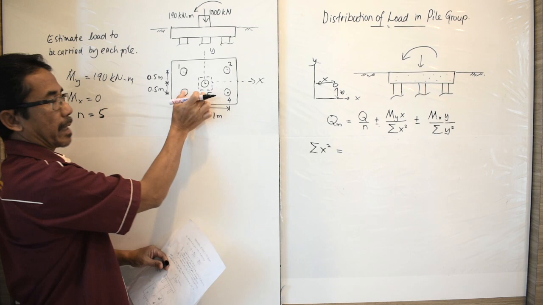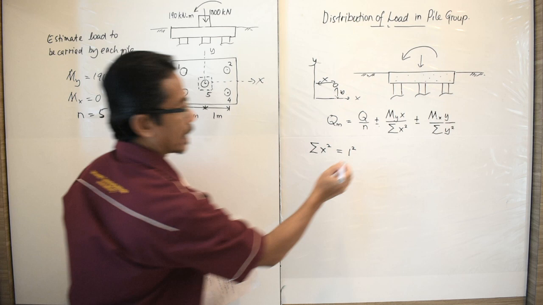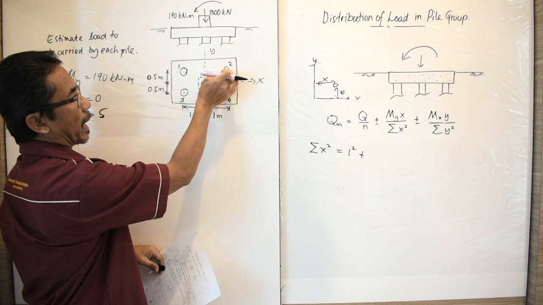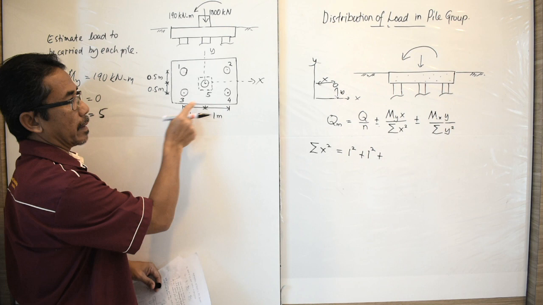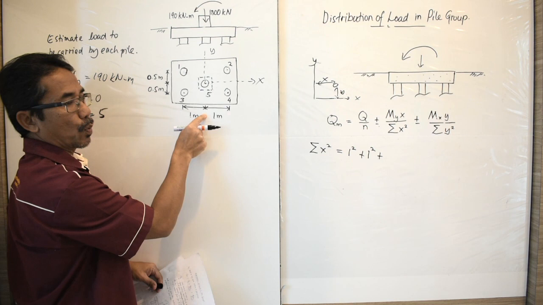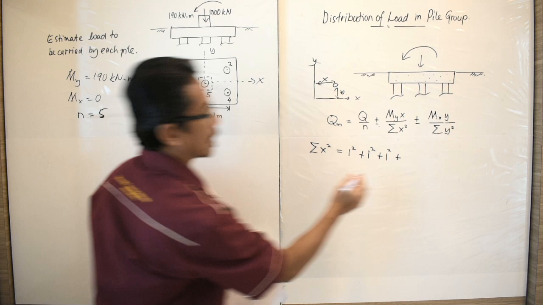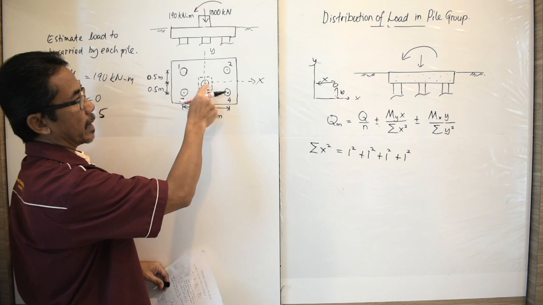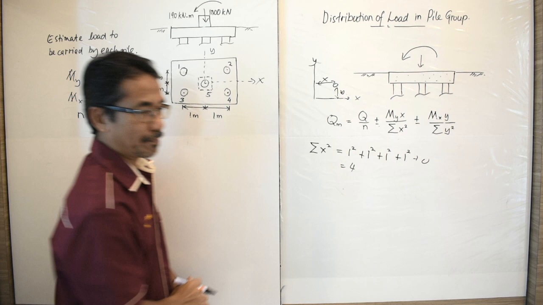this is x. Okay? So from y axis to pile number 1, the distance is 1 meter. Pile number 1, 1 squared. Plus, because it's summation, pile number 2, the distance from pile to y axis, that is x squared, is 1 meter. So 1 squared. Pile number 3 here, the distance from this pile to y axis equals 1 meter. So 1 squared. Plus, pile number 4, the distance from y axis is also 1 meter. So 1 meter squared. Pile number 5 at the center, so the distance is 0. So plus 0. So 1 squared plus 1 squared plus 1 squared plus 1 squared equals 4.